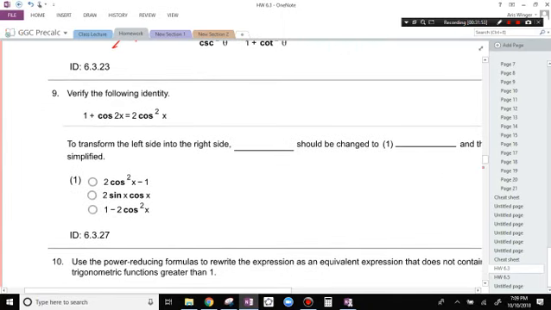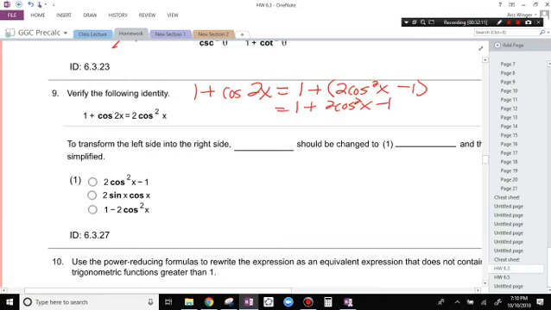This one shouldn't be so bad, right? So 1 plus cosine 2x is equal to 1 plus, and then cosine 2x is 2 cosine squared x minus 1. It's equal to 1 plus 2 cosine squared x minus 1. The ones cancel, and that's 2 cosine squared x, right?